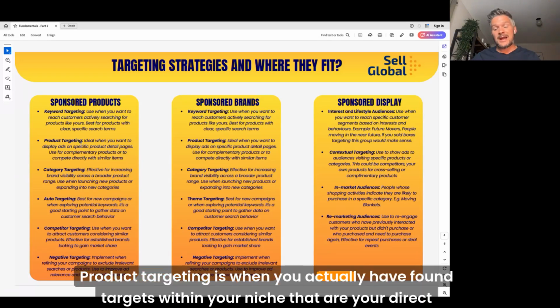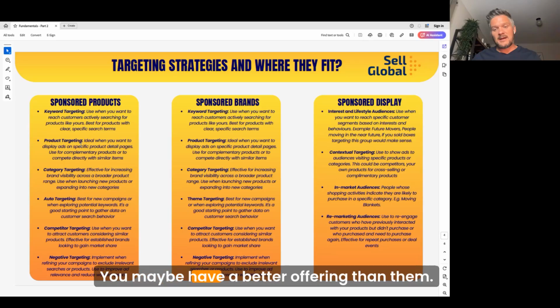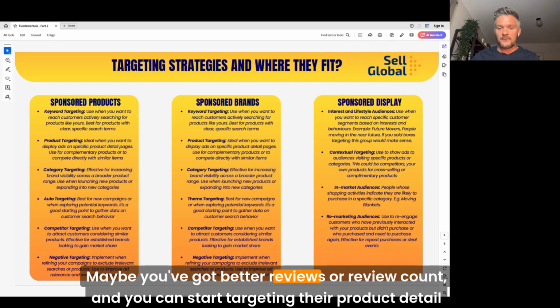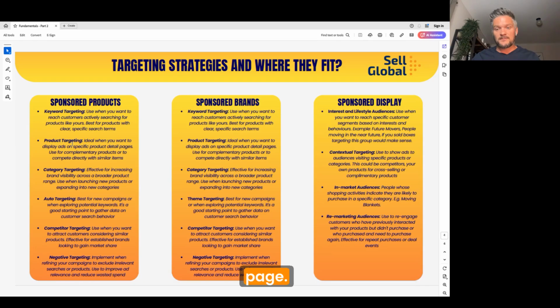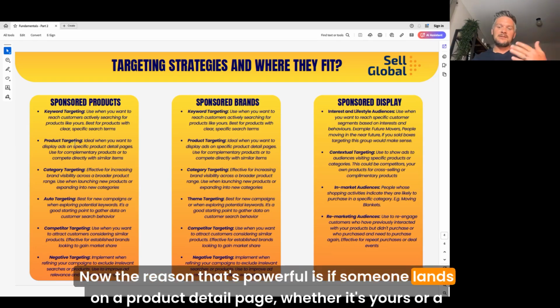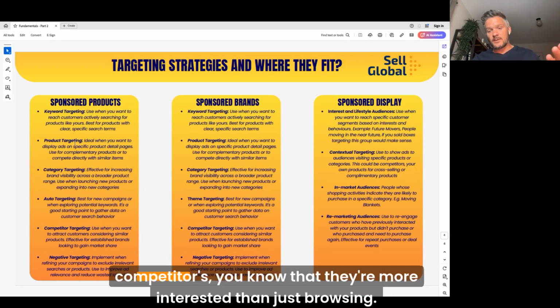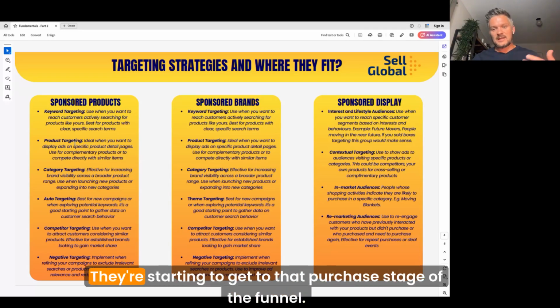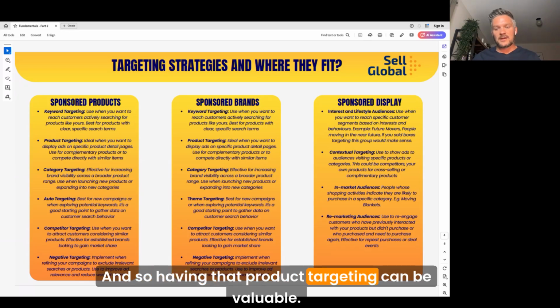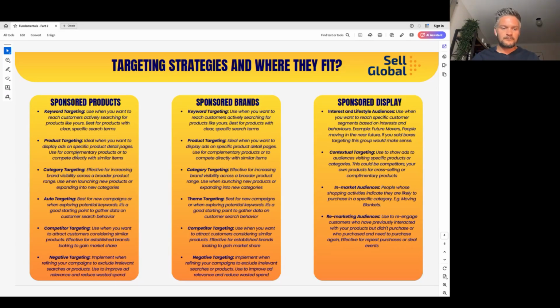Product targeting is when you have found targets within your niche that are your direct competitors. You maybe have a better offering than them, maybe you've got better reviews or review count, and you can start targeting their product detail page. The reason that's powerful is if someone lands on a product detail page, whether it's yours or a competitor's, you know that they're more interested than just browsing. They're starting to get to that purchase stage of the funnel, and so having that product targeting can be valuable.